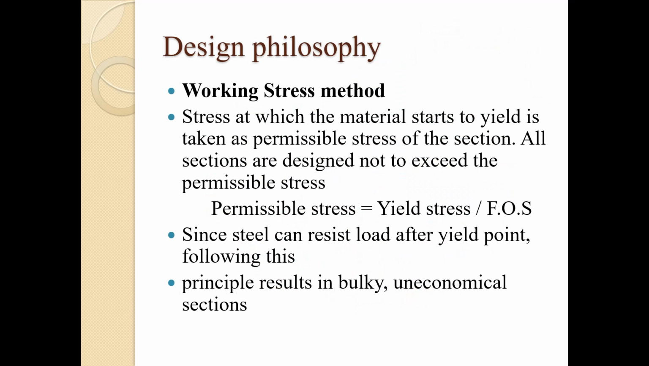Now the design philosophy. Basically there are three methods, that is working stress method, ultimate stress method, and limit state method. In working stress method, the stress at which the material starts to yield is taken as the permissible stress of a section. All sections are designed not to exceed the permissible stress. The permissible stress is taken as the yield stress divided by the factor of safety. So we are even decreasing that yield stress with the help of factor of safety.